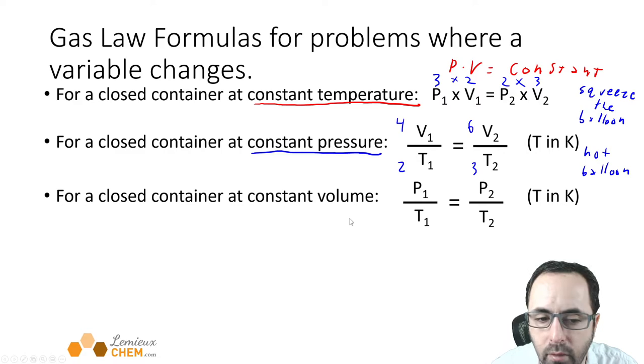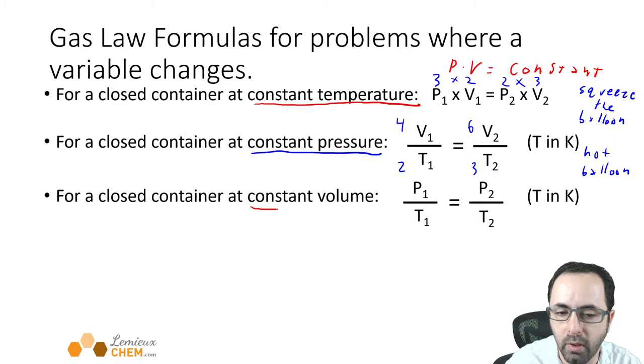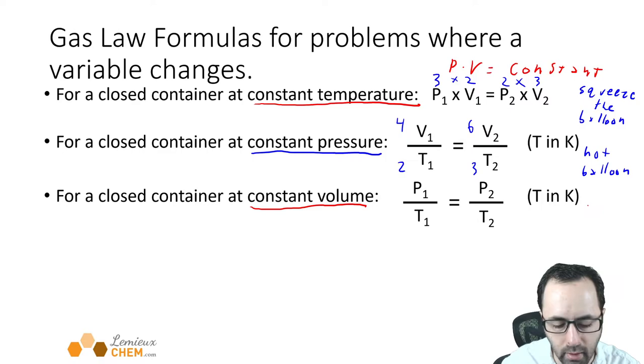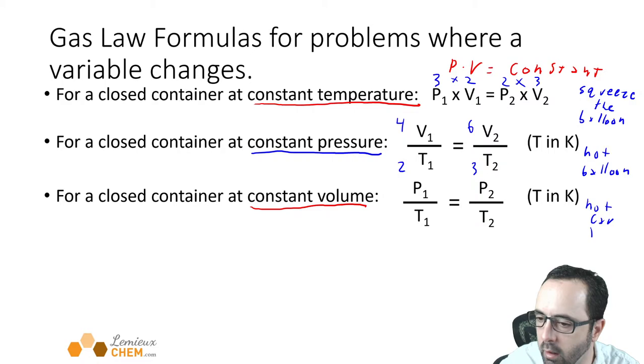Finally, for a closed container at constant volume. So this one is constant volume. If the volume remains the same, then we say pressure 1 over temperature 1 equals pressure 2 over temperature 2. And this math works out just like the volume and temperature one does. So if we have a higher temperature, the pressure will be higher if the volume stays the same. This one I like to call the hot car tire.